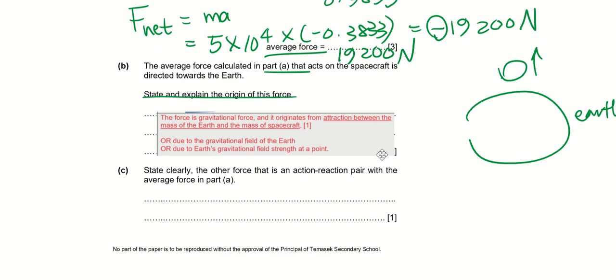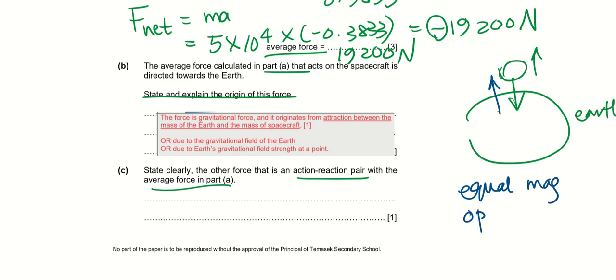Next, state clearly the other force as an action-reaction pair with the average force in part A. In part A, the Earth is exerting a force downwards on the craft towards Earth. So the action-reaction force is that the craft is also exerting a force of equal magnitude but opposite in direction, and it must be exerted on the opposite body, which is on Earth. So you need to write this down.